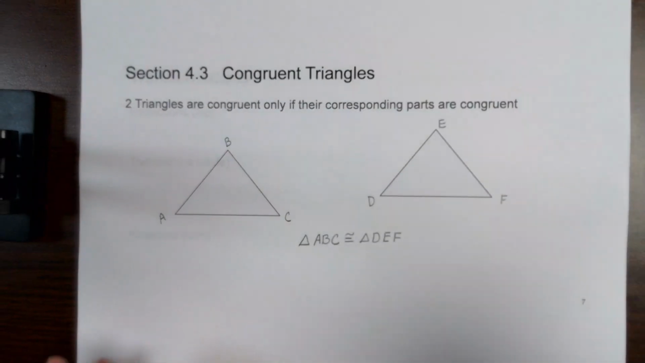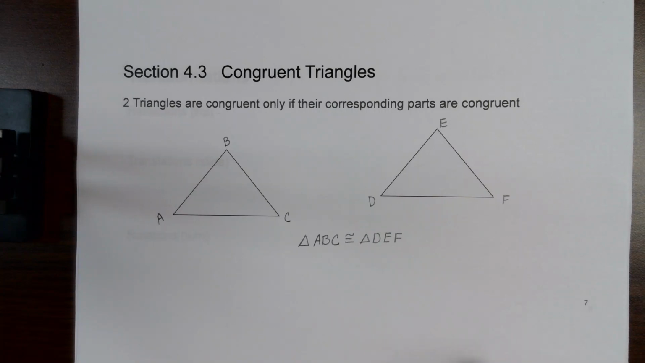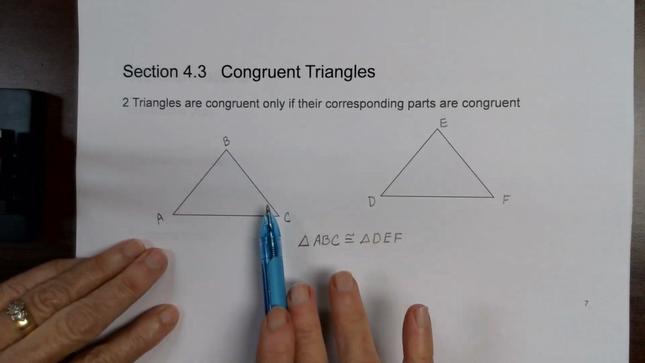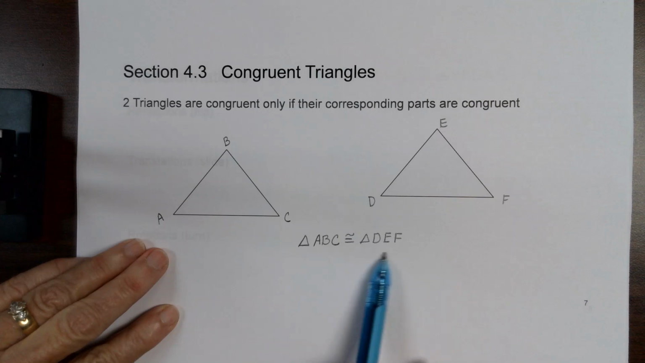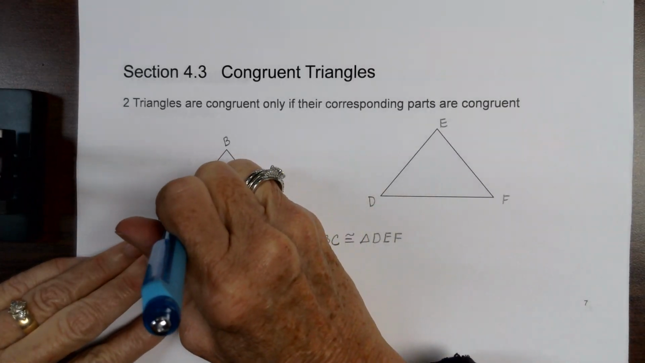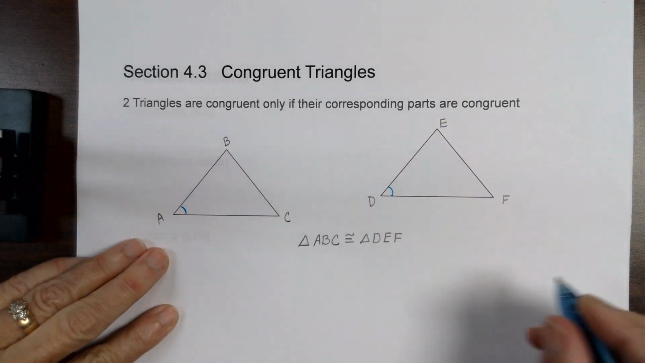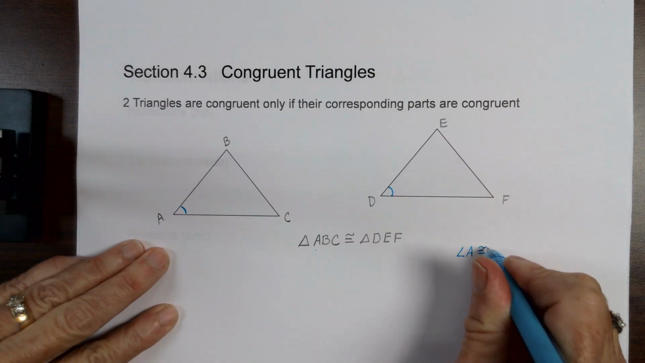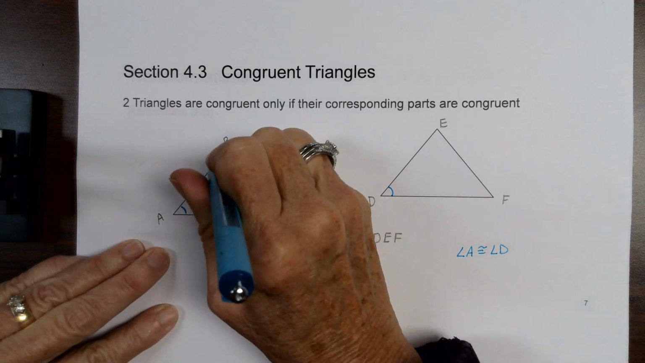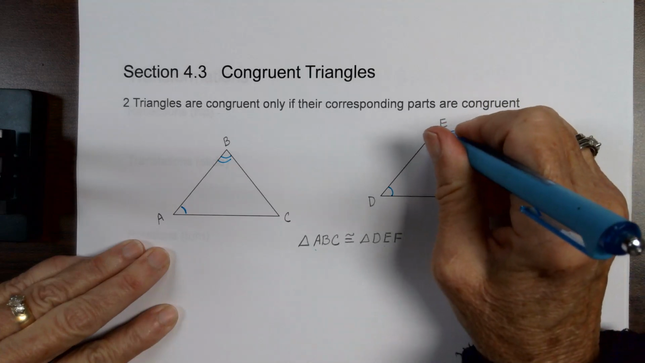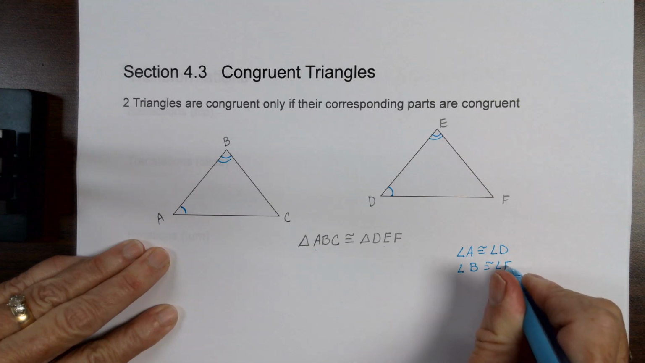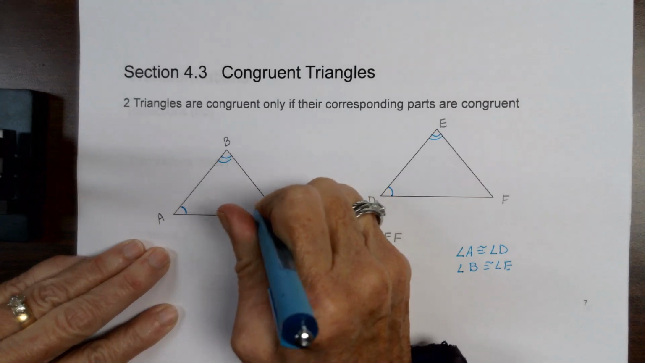All right, section 4.3 has to do with congruent triangles. Two triangles are congruent only if their corresponding sides and parts are congruent. So if I have this triangle ABC and DEF, and I have that congruency statement, I know that angle A is congruent to angle D because they're both first. I also know that angle B is congruent to angle E because they're the second one in. And then I know, of course, that angle C would be congruent to angle F.